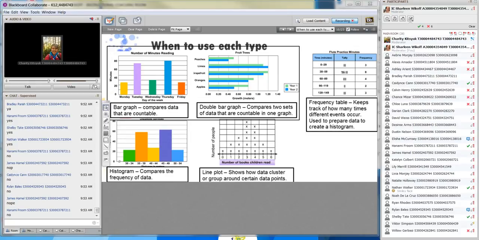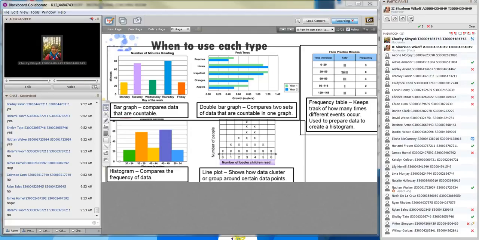Here we go. We're going to have 3 readers on this page. One reader is going to read about the first 2 graphs. The second reader is going to read about the frequency table. And my third reader is going to read about the last 2 graphs. Okay? So green checks. Let's start with Katie. Katie, go ahead and read what's in the first rectangle right here.